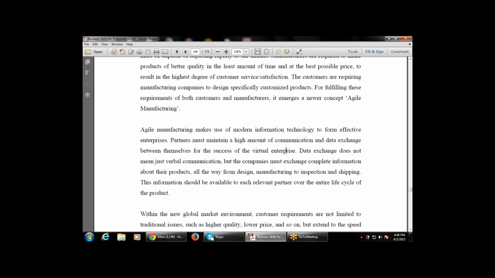Data exchange does not mean just verbal communication, but the companies must exchange complete information about their products, all the way from design and manufacturing to inspection and shipping. This information should be available to each relevant partner over the entire life cycle of the product.